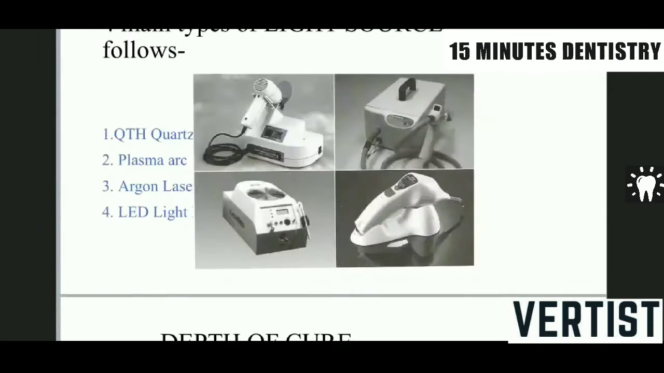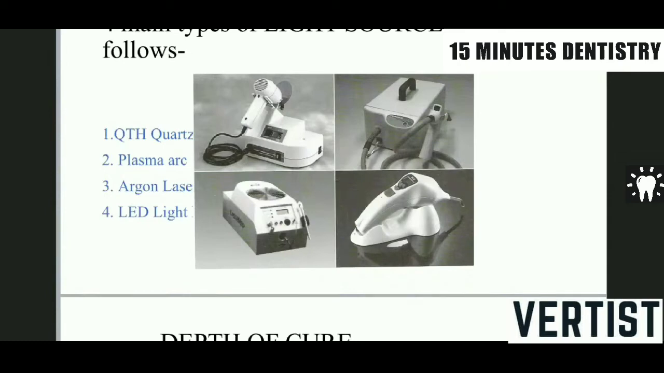Now, there are different ways by which you can cure this composite, or this bonding agent. The oldest way was plasma arc. Then there is a quartz tungsten halogen light source, or a bulb source, which used to be transmitted through the lamp to the tooth, and then the composite cured. Then there are a few lasers, that is argon laser, which has a specific affinity for the chromophores inside the composite, so it helps in curing it.